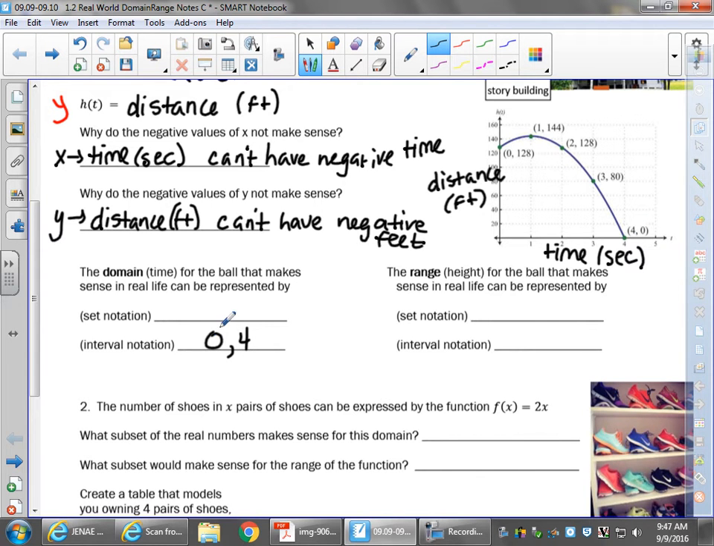Now let's commit to brackets or parentheses. What should be next to the 0? A bracket, and what should be next to 4? Good job. Now let's translate that to set notation. I have a curly bracket, x such that x is between 0 and 4. Most of us did a pretty nice job of this on the quiz. Remember that if we're saying it's a bracket, my inequality sign does need to have a line underneath.